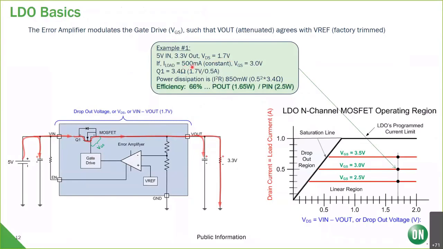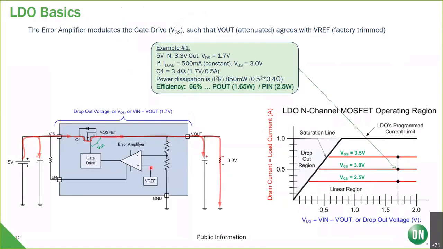If my load is 500 milliamps constant, that puts me at a VGS of approximately 3 volts. I get that from looking at my N-channel MOSFET operating region. On the x-axis, I've got VDS. On the y-axis, I've got my drain current, or my load current. And you can see 500 milliamps intersects with 1.7 volts at a VGS of approximately 3 volts. So this gate drive needs to be about 3 volts to put 500 milliamps out of this device.